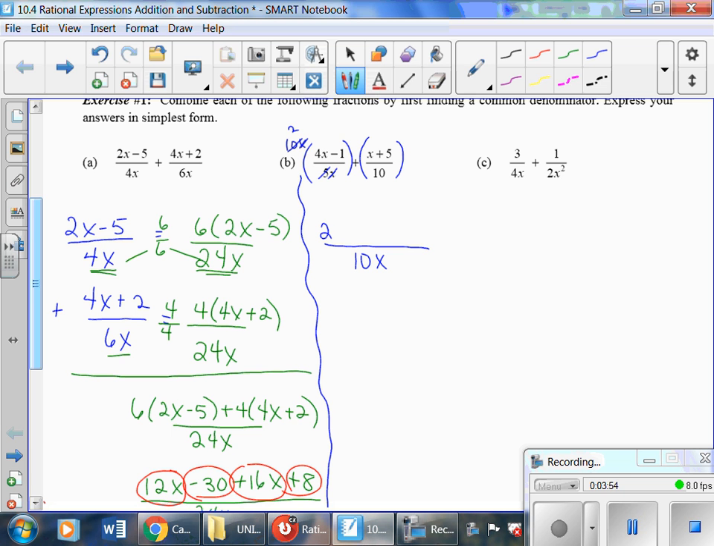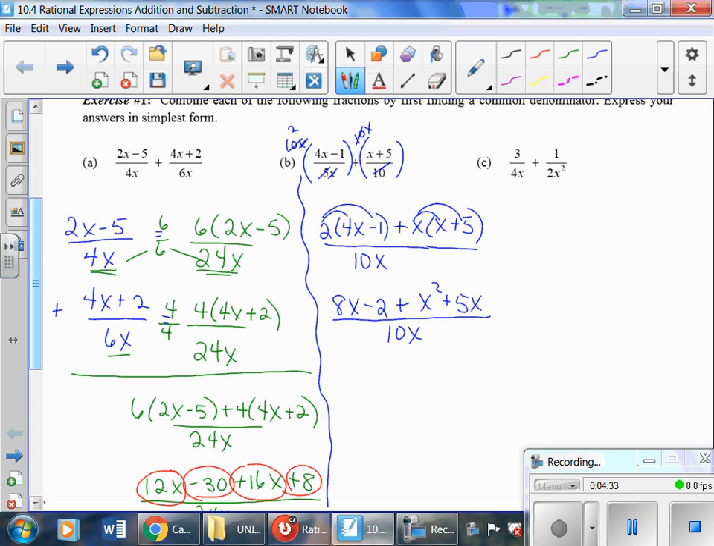So my numerator becomes 2 times 4x minus 1. And what am I missing here when I think about a 10x? The 10's cancel, but I'm left with that x. So x times x plus 5. And now, that's the hardest part, because the rest of it is just using the distributive property and simplifying. So let's use the distributive property here. So we get 8x minus 2 plus x squared plus 5x divided by 10x.